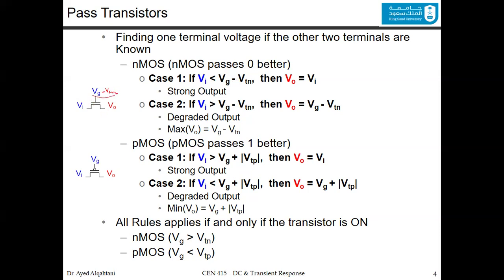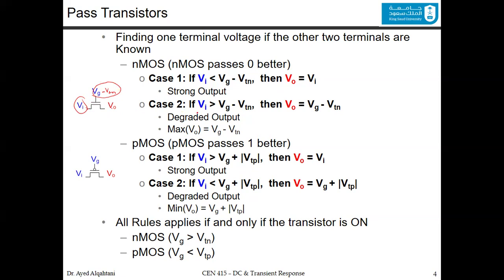And then you compare these two values, this value with this value. If the V input is less, so this one is less than this one, then you have a strong output, which means that the V output is equal to the voltage at the input without degradation. So you'll have the same value of the voltage in the output as well.